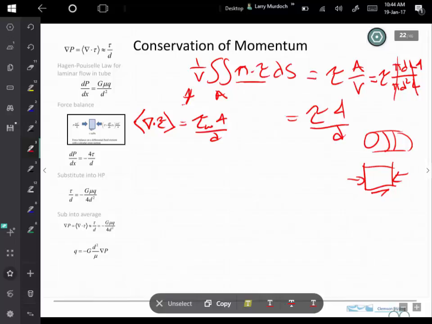And by doing that, I want to get down to the bottom of this in a couple of minutes. So we do the force balance, and the details of how that all works are in the notes. But what you end up with from the force balance is that the pressure gradient is equal to minus 4 times tau over d. Okay, so this is from force balance.